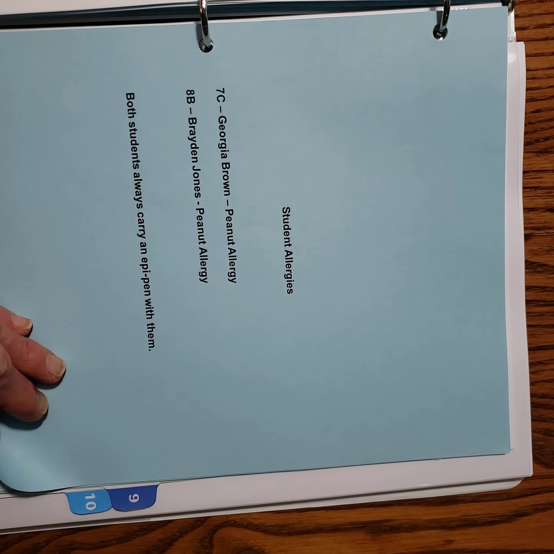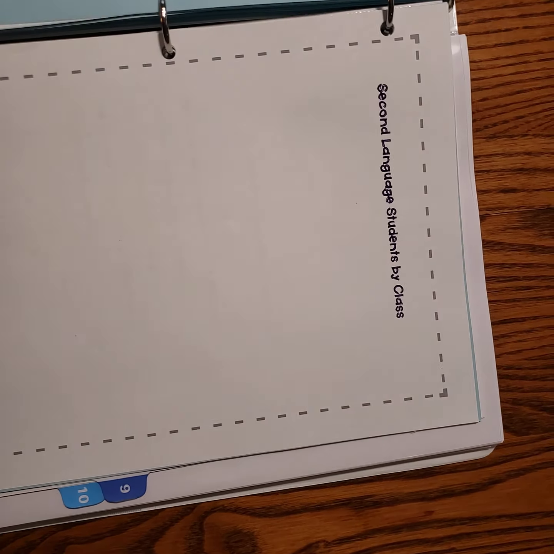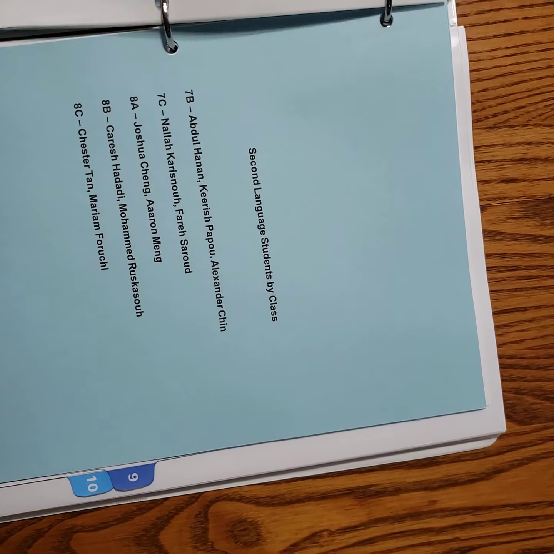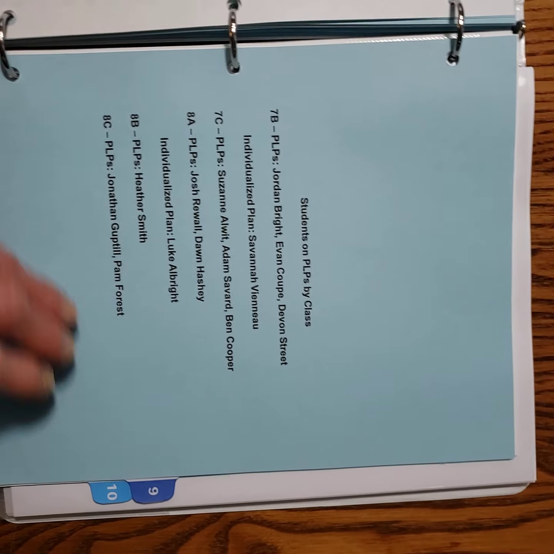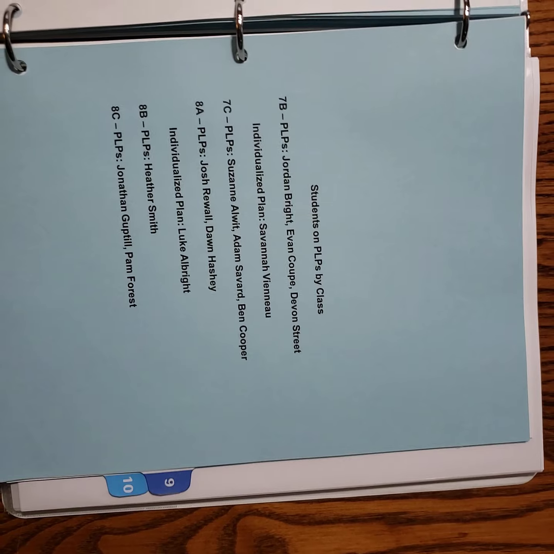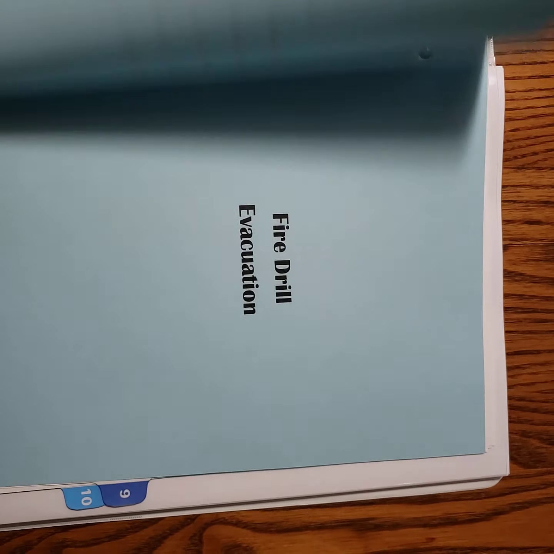That's important. So that's by class who has an allergy, which students have EpiPens, which students are English second language students in each class, and students that are on PLPs by class. And helpful students, it's always good to know who your helpful students are, people you can call on to help during the class.